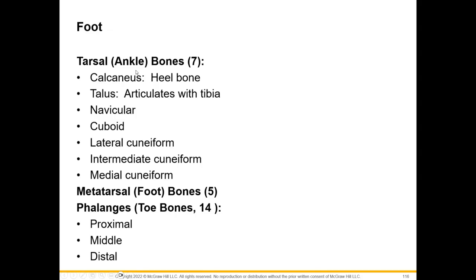Okay, moving downward, the tarsals are basically the ankle bones. The calcaneus is your heel bone. The talus is a major bone that articulates with the tibia. The navicular, the cuboid, the lateral cuneiform, the intermediate cuneiform, and the medial cuneiform. The metatarsals are the foot bones. There's 5. Then you have the phalanges, the toe bones. There's 14 of those. And believe it or not, you actually have proximal, middle, and distal phalanges.